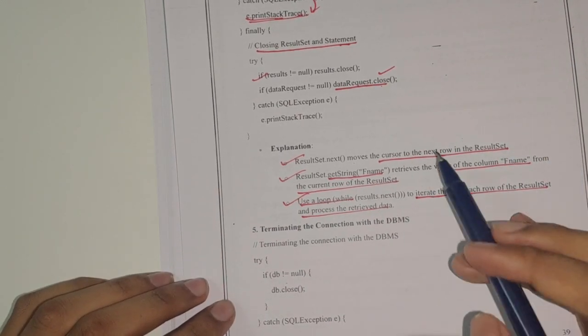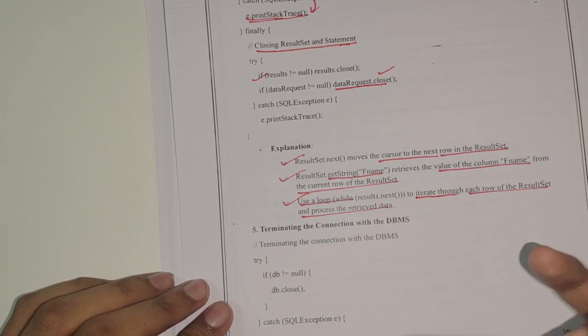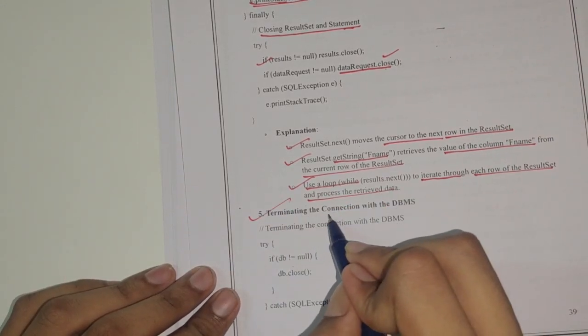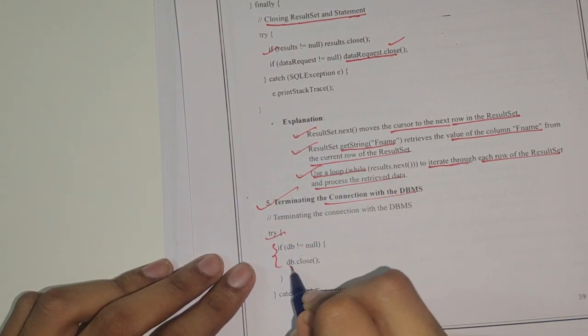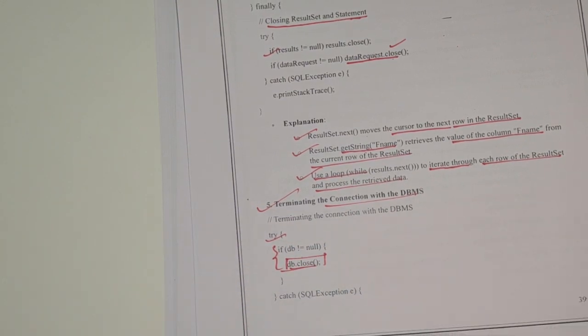Now you are done with your query execution. You already got the result. Next, the final step is to terminate and end the connection with the DBMS. First is try: if db not equal to null, db.close. That means if the database connection is there, you directly close it.